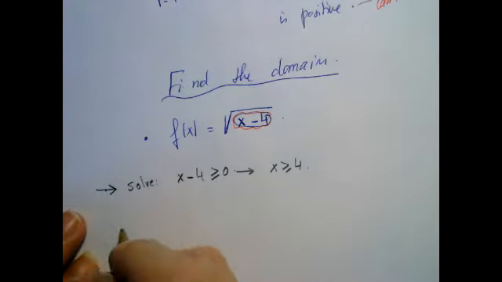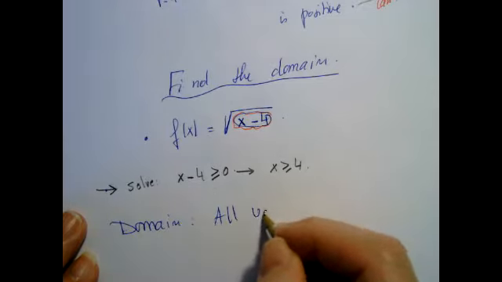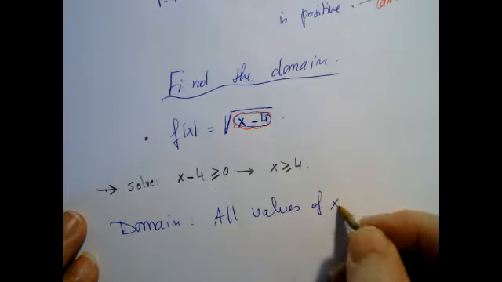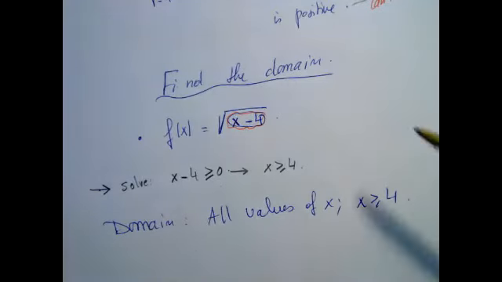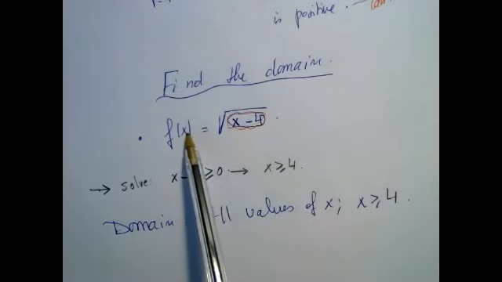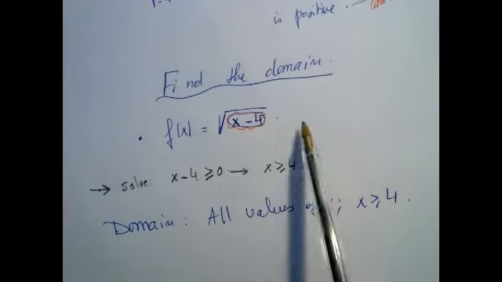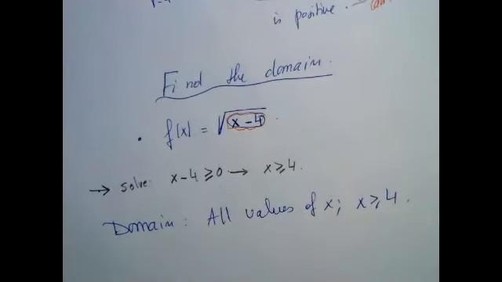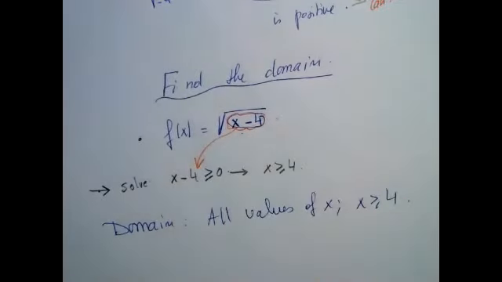So the domain here will be all values of x such that x is bigger or equal to 4. Okay, so that's really the domain. 5 is allowed, 6 is allowed, 3 is not. If I input 3 here, I get 3 minus 4, which is minus 1, and the square root of minus 1 is not defined. So we take the term under the square root and say, I want this to be positive. Which x's will make this term positive?